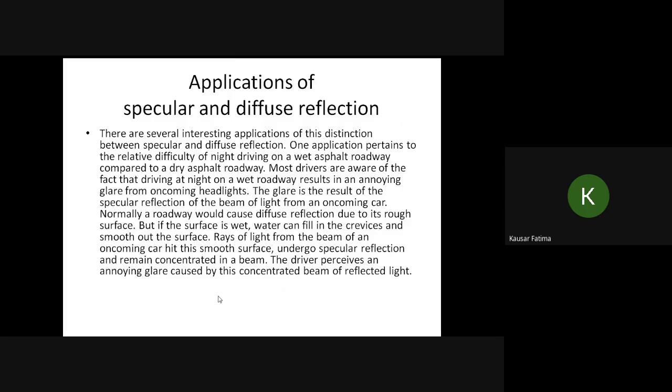So it means diffuse reflection also has uses. It means we don't see the glare. In the same way, we can see the light before the sun rises and after the sunset. That is also because of diffuse reflection.